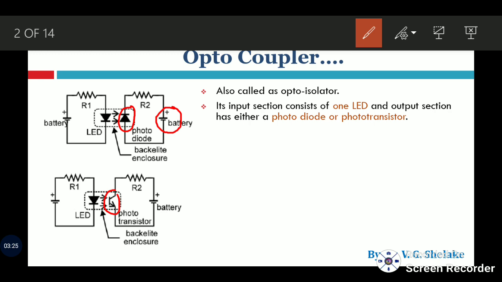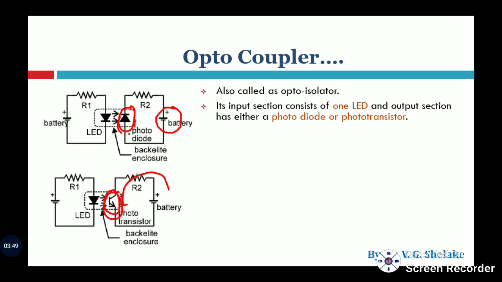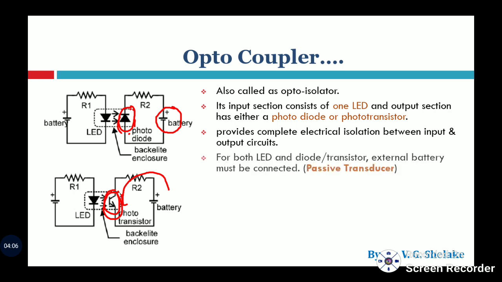In case of the phototransistor, when light falls on the phototransistor, then the current flows through the resistor R2 and phototransistor, because the transistor goes into saturation region. Depending on the light intensity, this photodiode and phototransistor carries the current. So as we discussed, this optocoupler consists of two transducers. One is an LED and another will be a photodiode or phototransistor. This provides the complete isolation between the two circuits. One is low power and another is a high power circuit.